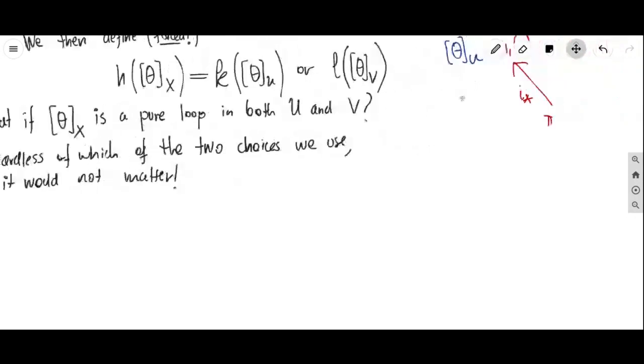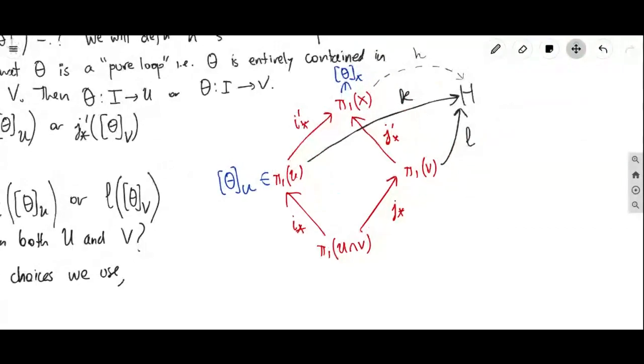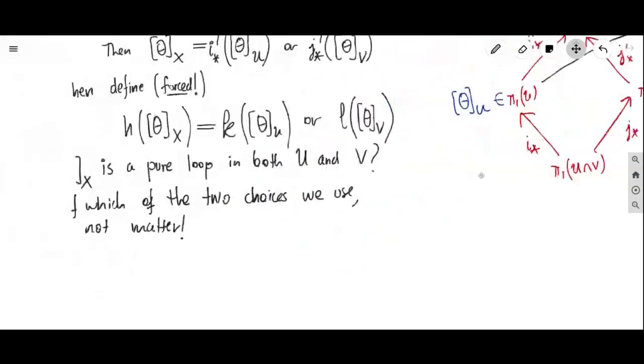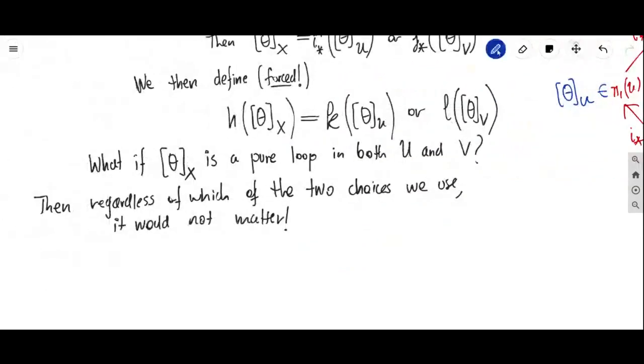Why not? Because let's return back to this diagram. Let's say that this loop is a pure loop both in U and in V. So then we can also find an element, we can also find a homotopy class of theta in V that will get sent to this one. So we can find two of them that get sent to it. And we have to argue, so we argue that you get the same thing.